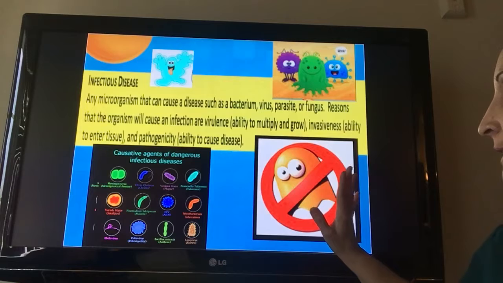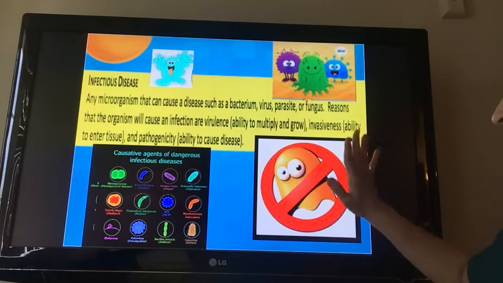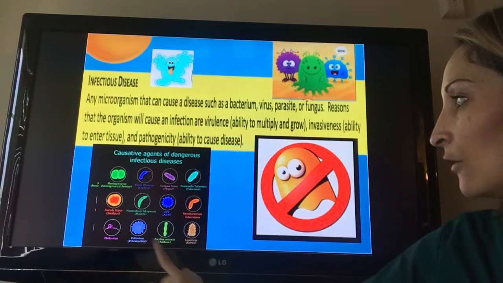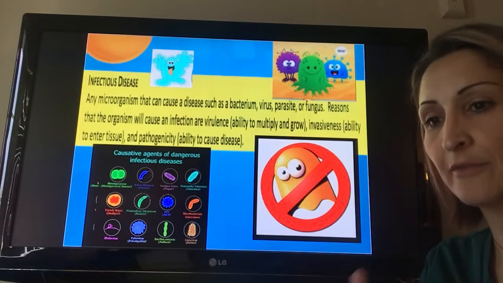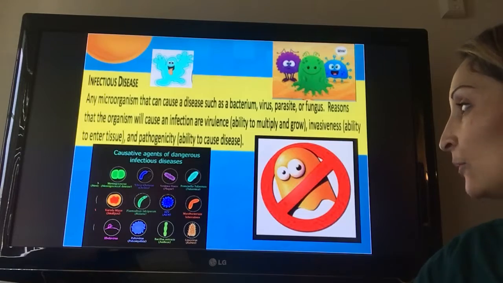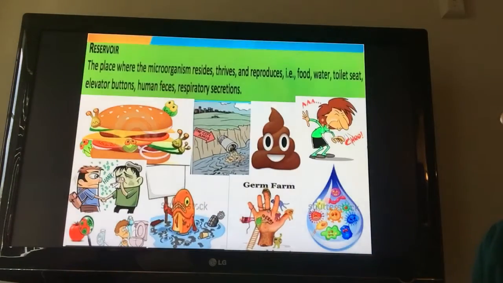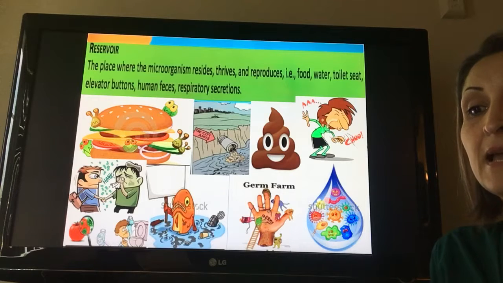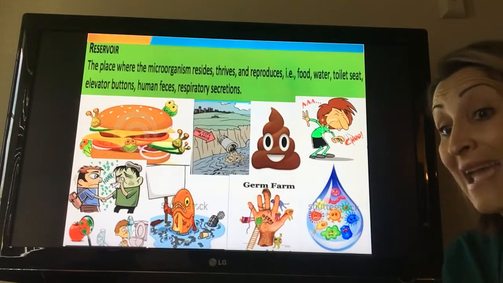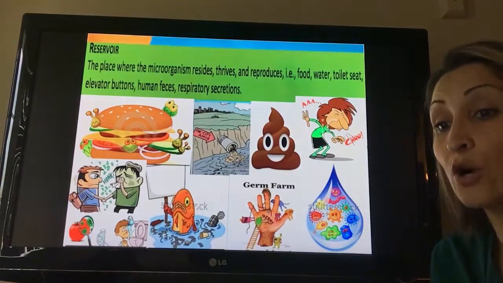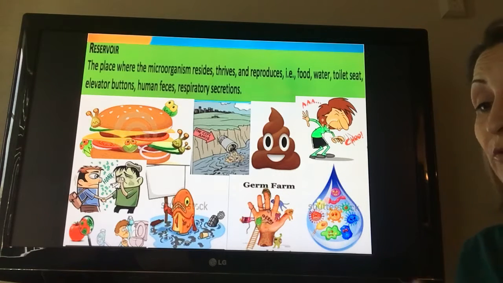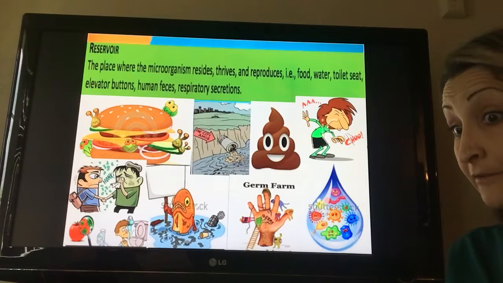So we have diseases, we have bacteria, we have viruses, parasites, fungus. All these can be some of those pathogens. Now we have the receiver. The receiver of an infection organism is the habitat in which the agent normally lives, grows, and multiplies. The receiver includes humans, animals, and environment.